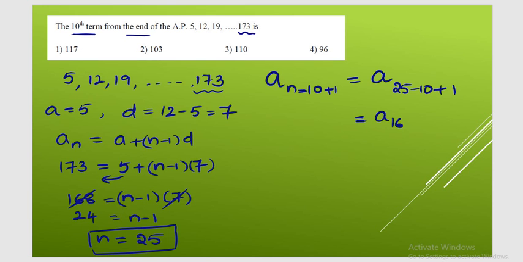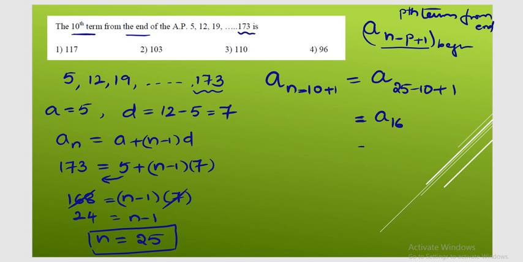So directly you can remember this formula. If you want the pth term from the end, that means it is the a n minus p plus 1th term from the beginning. So the pth term from the end is nothing but the a n minus p plus 1th term from the beginning.